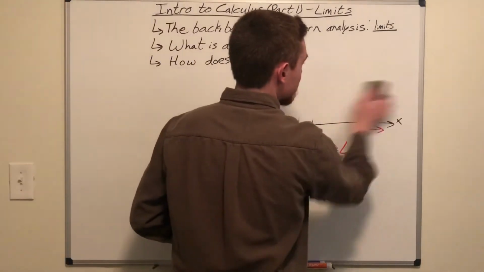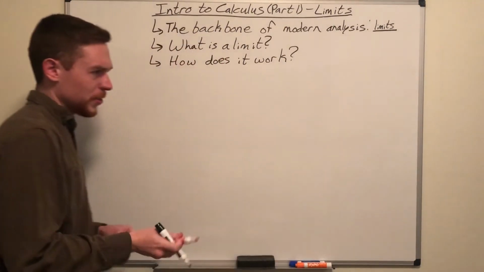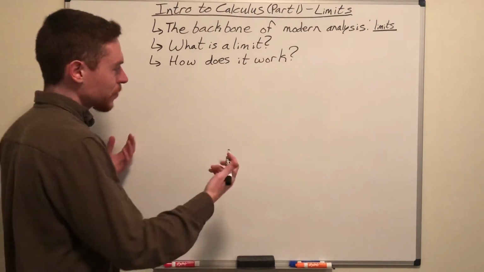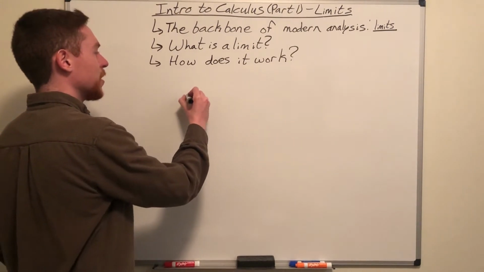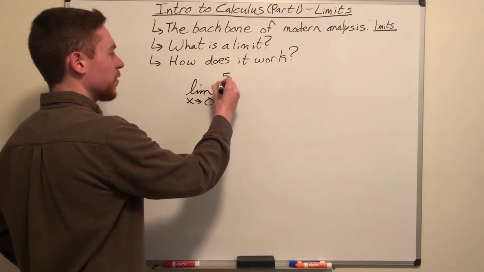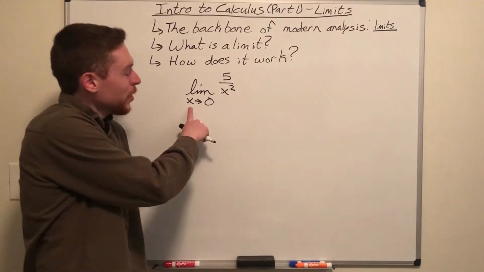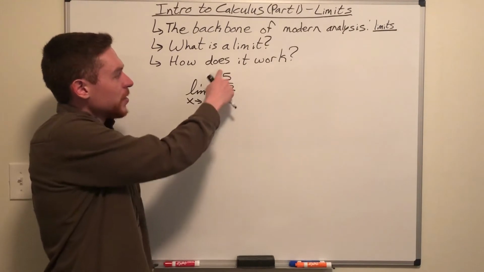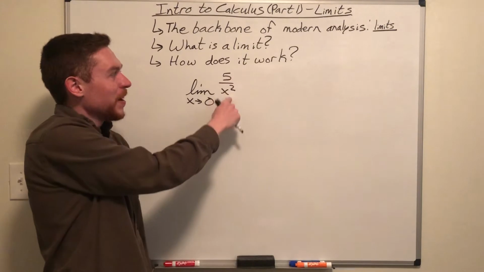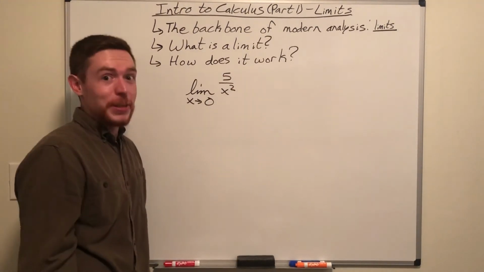So earlier I said, hey, this helps us overcome difficulties like dividing by 0. So how does it help us overcome difficulties like dividing by 0? Well, imagine we're looking at something like the limit as x goes to 0 of 5 divided by x squared. As my input gets closer to 0, this gets closer to dividing by 0. At 0, I would have 5 divided by 0 squared, which is 5 divided by 0. That's no bueno, because I can't divide by 0.